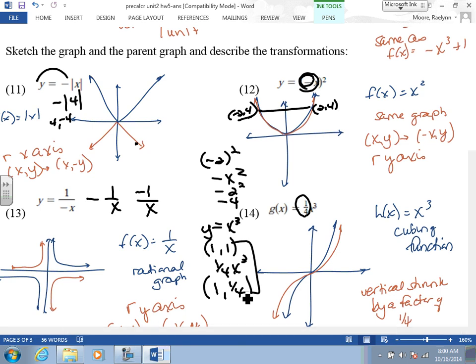If the factor you're working with is less than 1, if it's a fraction between 0 and 1, you have a shrink. If it's greater than 1, you have a stretch. A negative does not come into play in there because a negative is a reflection. So you can't have a negative stretch.